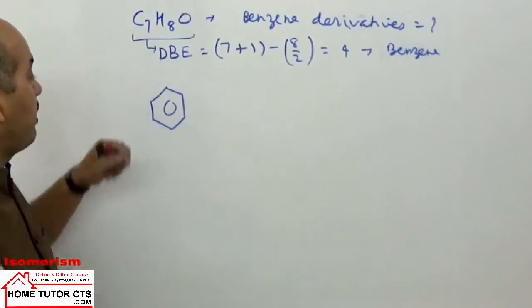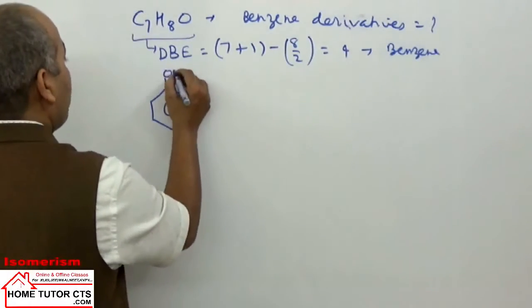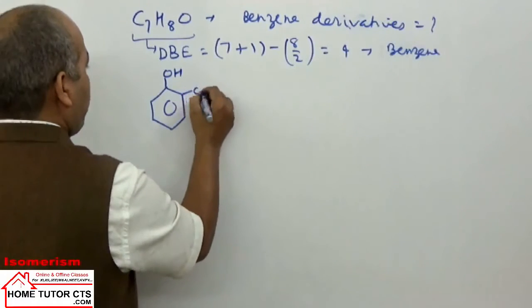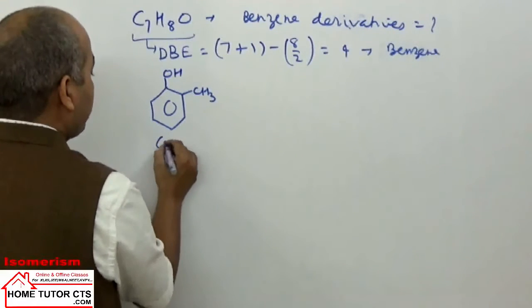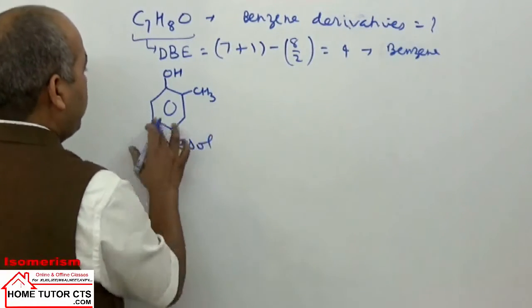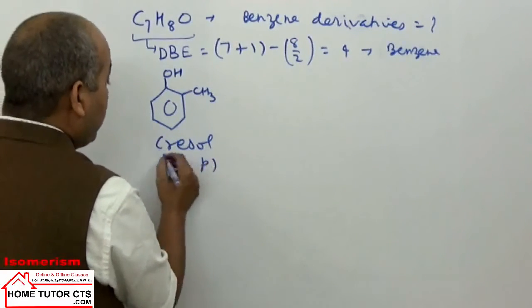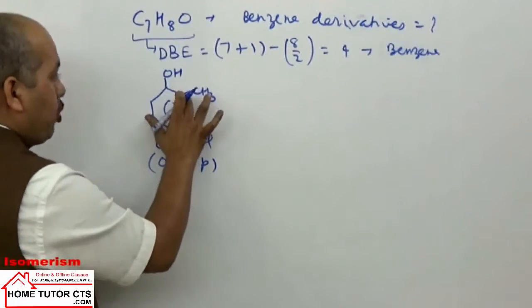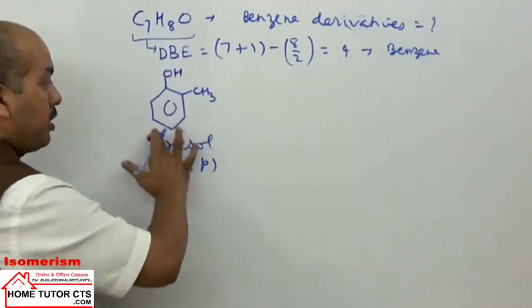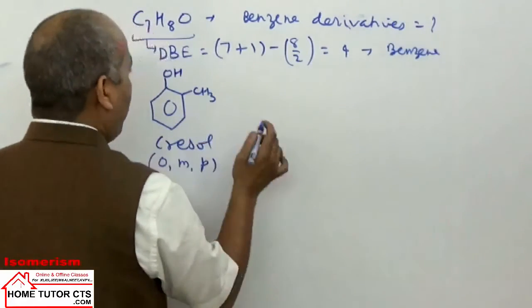We have how many carbons? 7 carbon. We can have a methyl group and an OH group. This kind of compound is called cresol. It is ortho-cresol, meta, para. We have 3 cresols here. We have a methyl group here or here or here. We got 3 isomers in this case of this structure.